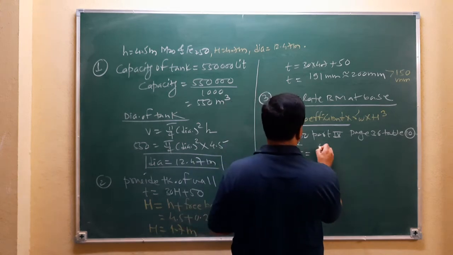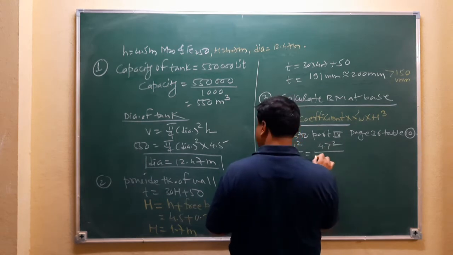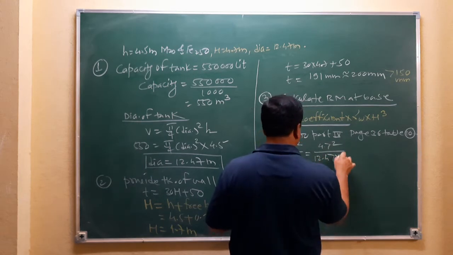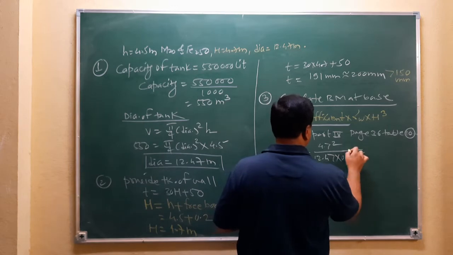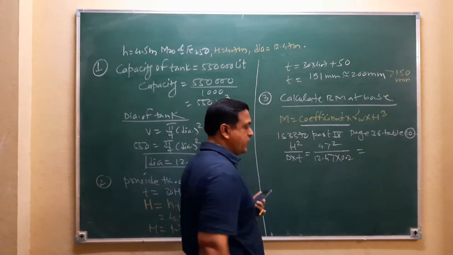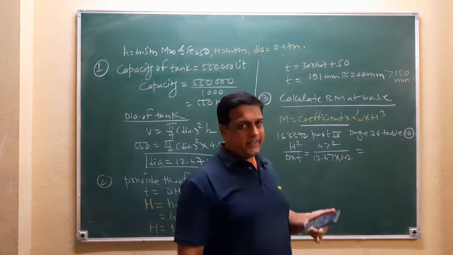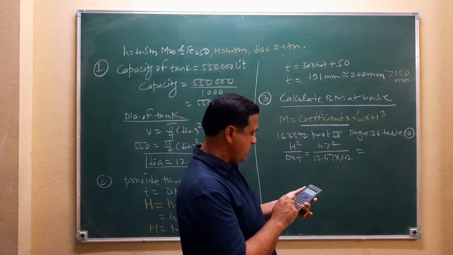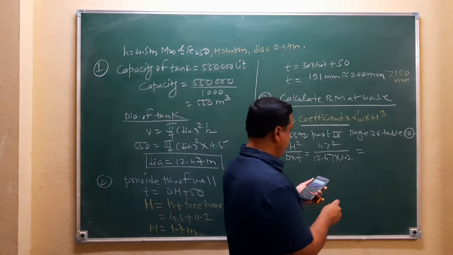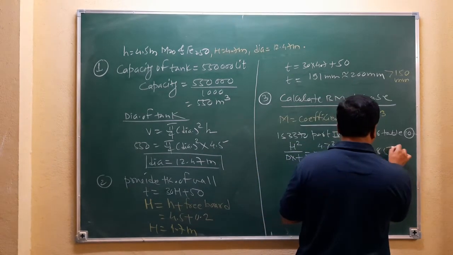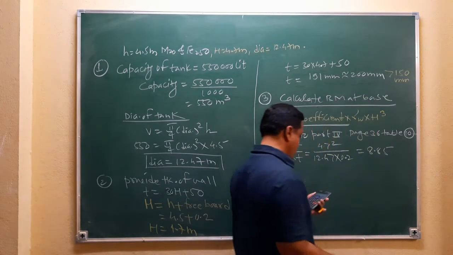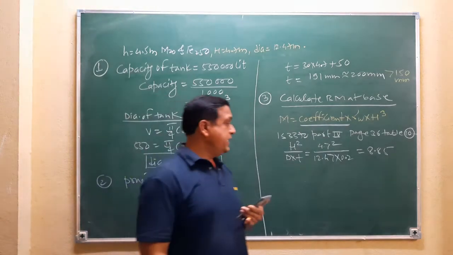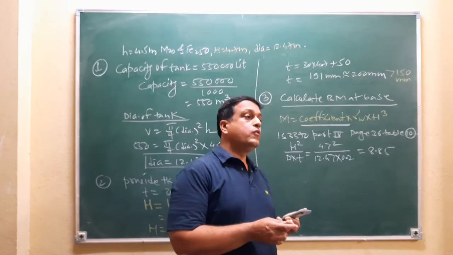What is the capital H? Capital H is 4.7 square. Diameter is 12.47. Thickness is 200 mm. All other values are in meter, so you have to put the thickness also in meter. 4.7 square divided by 12.47 into 0.2. So the H square upon D into t ratio is 8.85.